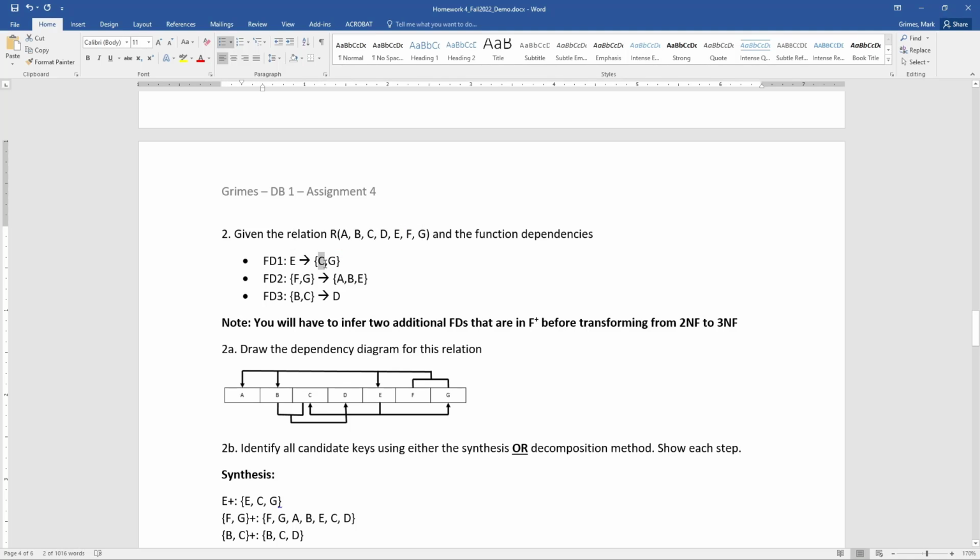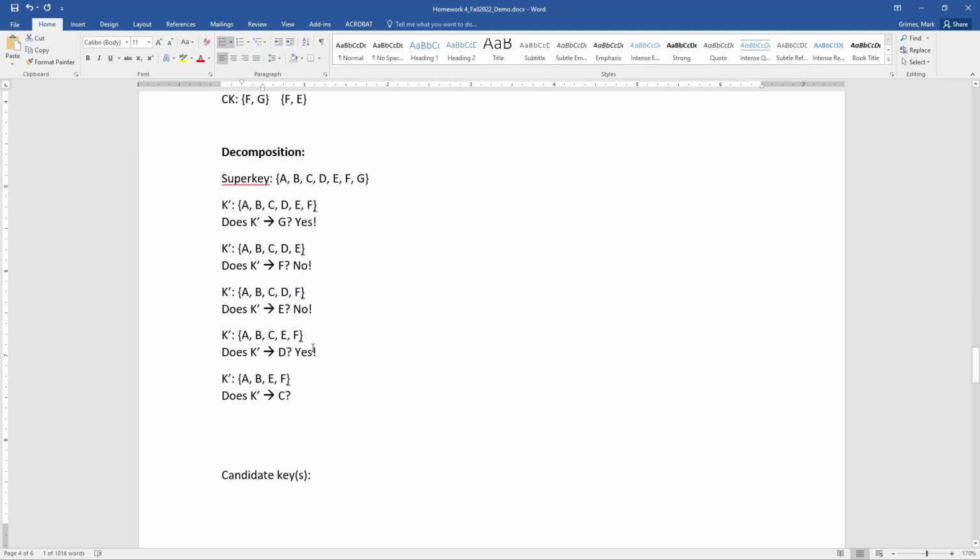E functionally determines C. And we know E, so the answer there is yes. We can safely remove C from the set of attributes and it will remain a superkey. Okay, just a few more.